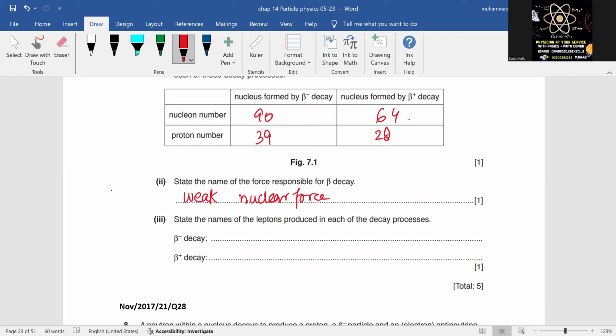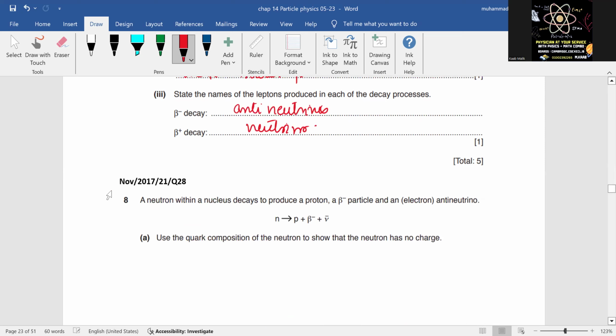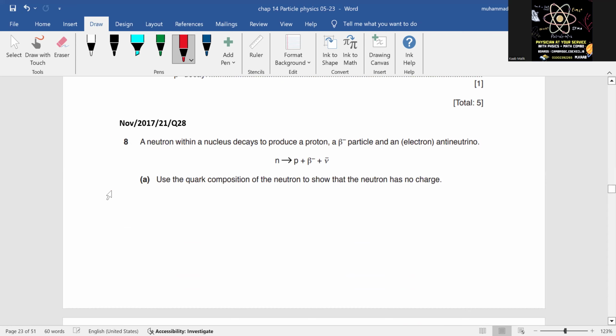Name the particles produced in each of the decay processes. So beta negative decay produces an electron and an anti-neutrino. Good, perfect. Okay, now Gulmina, your turn.